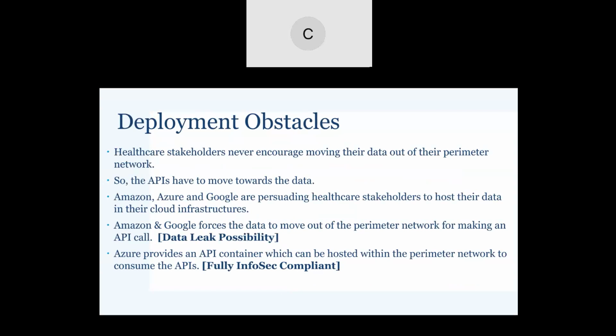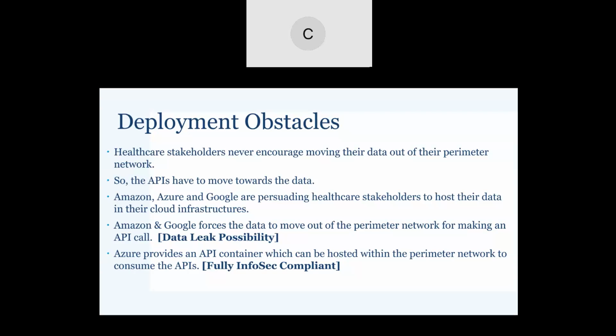Healthcare stakeholders will not allow the data to go out. But the sad news is Amazon and Google, in their healthcare APIs, are forcing the healthcare stakeholders to push the data outside the network to make the API calls, right? That is not going to really fly high. That's why the penetration of these APIs in real healthcare applications is minuscule. But the nice thing Azure does is they give you a container which has all the APIs in it, and that container can be deployed within your perimeter network. Which means the data stays within the perimeter network, and that works like a charm. But the problem is, how would you maintain it? How would you provide updates?